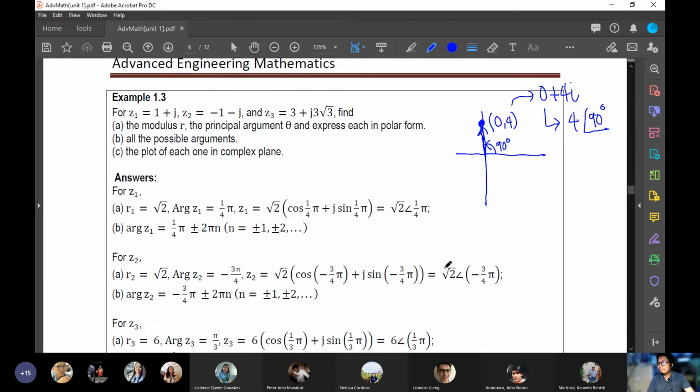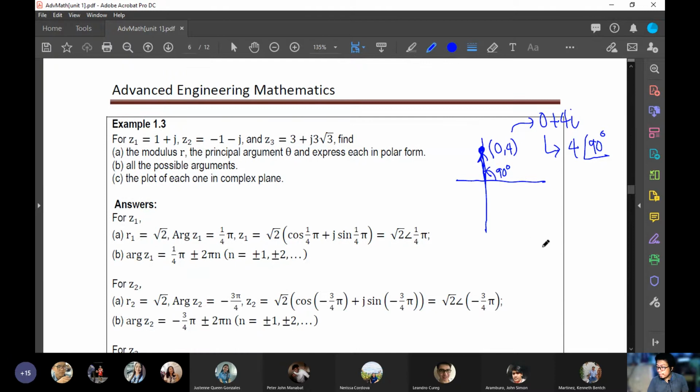Okay, for example, bigyan natin kayo ng number like this one. Ano ito? -1 plus -j, or -1 minus j, or -1 minus i in terms of the i notation. Okay. First question. At what quadrant is that number located? Third po. At the third quadrant.